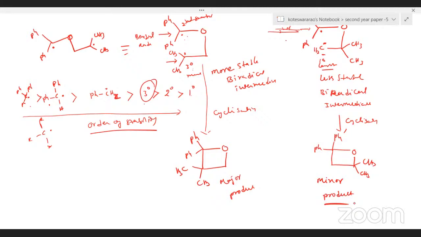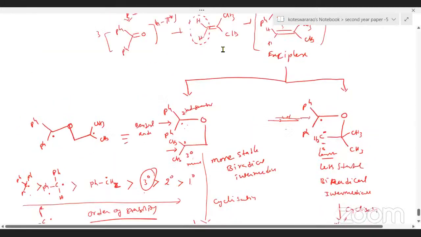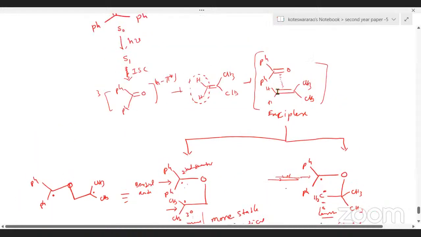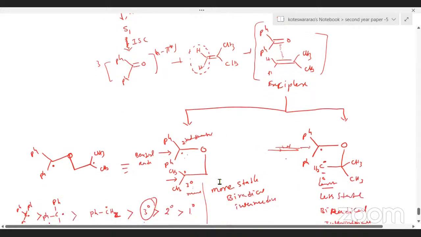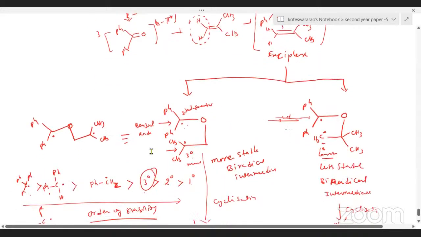The reaction between the n-π* triplet state of benzophenone and the ground state of isobutylene leads to the formation of an exciplex, an excited complex. This is the exciplex complex, which collapses to form the more stable intermediate. Here two possibilities are there, and one is more stable. Therefore, this will be generated.